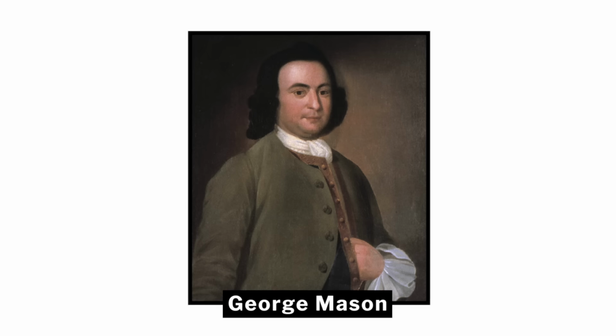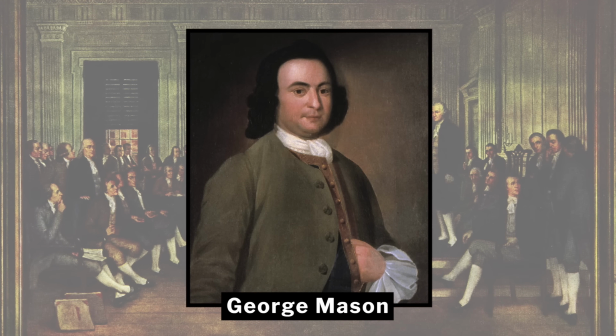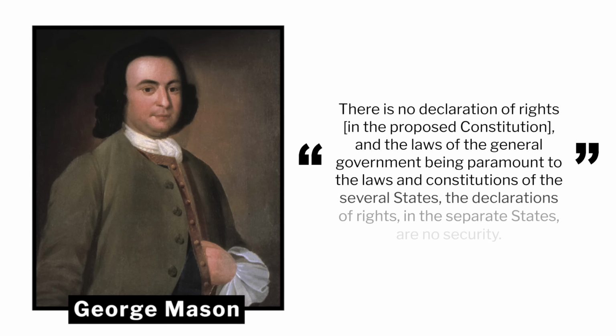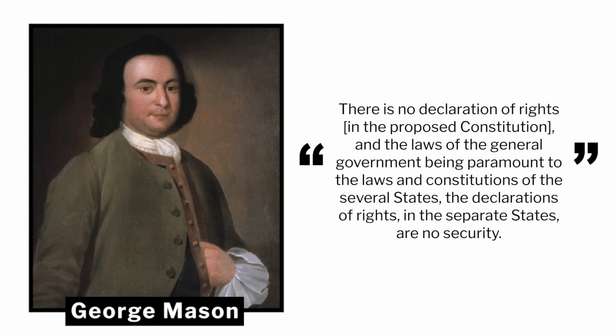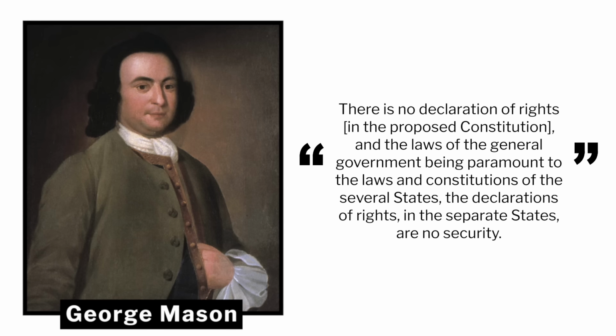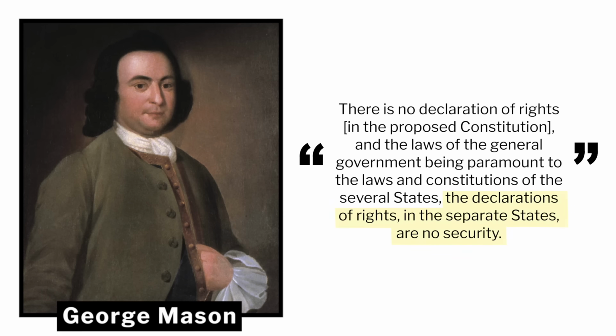George Mason proposed to the Constitutional Convention that it consider adding a Bill of Rights, stating that the document was insufficient without one. Mason wrote, "There is no Declaration of Rights in the proposed Constitution, and the laws of the general government being paramount to the laws and Constitution of the several states, the Declarations of Rights in the separate states are no security." His motion was unanimously rejected.